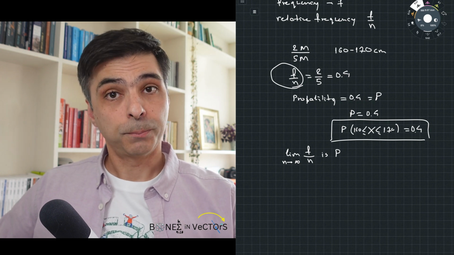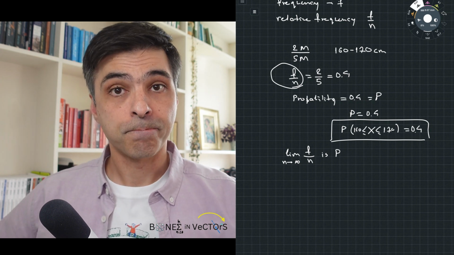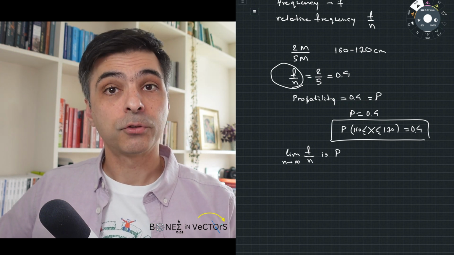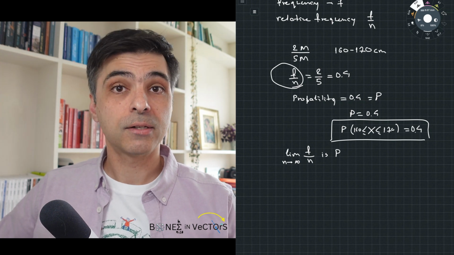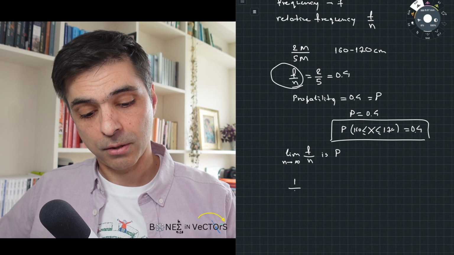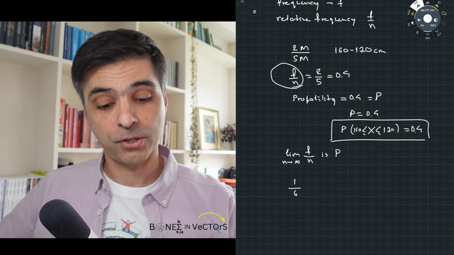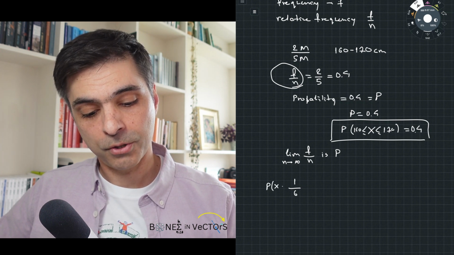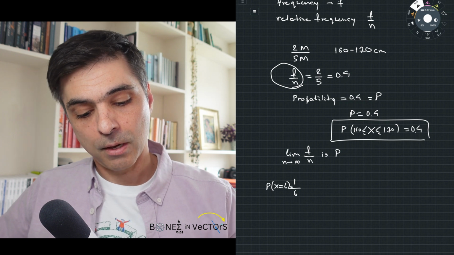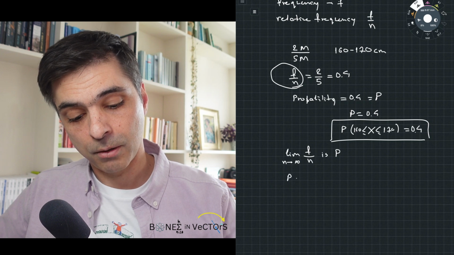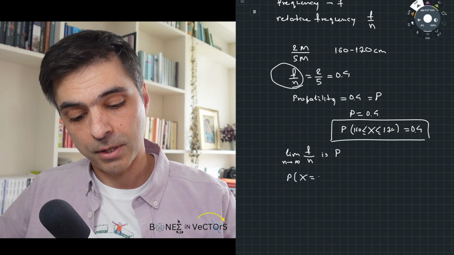This is an example of a probability. We all know that the probability of getting number 6 after throwing a die with 6 sides is 1 out of 6. So getting 6 after throwing the die is 1 out of 6, and that is the probability of x equals 6. Let's write that a little bit better. P of x equals 6 equals 1 out of 6.